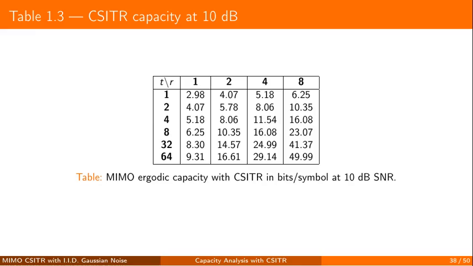This table reports CSITR capacity at 10 decibels. The numbers are striking. A single transmit antenna link reaches essentially the same capacity as in the CSIR case, as we'd expect, since there is nothing to allocate across. But the capacity grows rapidly with the array size. Moderate systems already reach double-digit bits per symbol, and the most asymmetric configuration in the table approaches nearly 50 bits per symbol. A dramatic figure by any measure. Compare these to the CSIR values, and you'll see that in the asymmetric regime the differences are substantial.